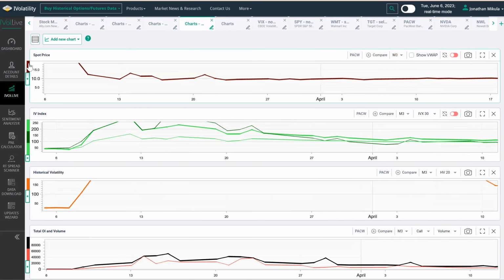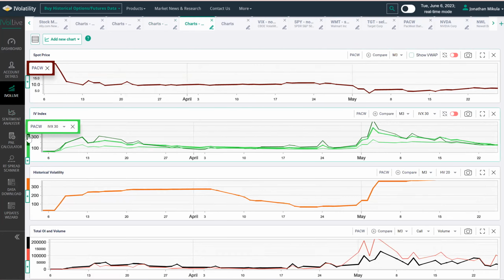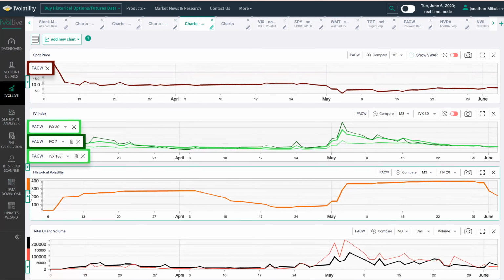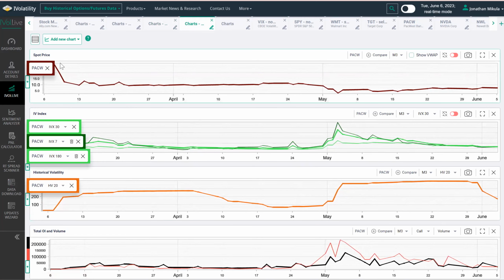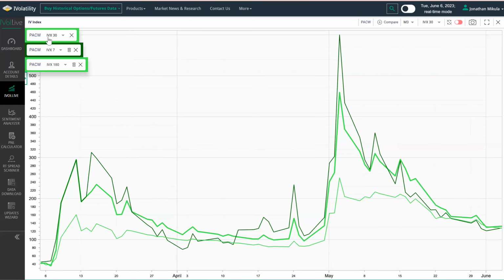And then here, this was PacWest. This was actually one of the banks that was under all kinds of pressure. What I thought was interesting about this chart that I built was I have my spot price here showing PacWest had a great start to the year and then a not so great spring. So we'll see what happens in the summer. And then what I was comparing was the implied volatilities for different time frames. So this is IVX 30, looking 30 days into the future. This is looking 7 days in the future, and this is looking 180 days into the future.